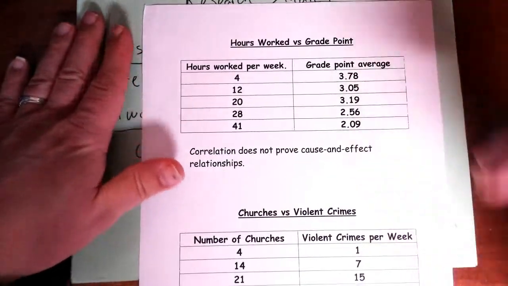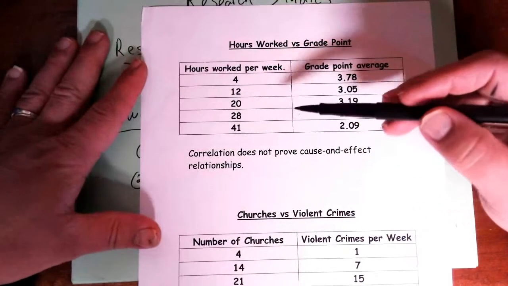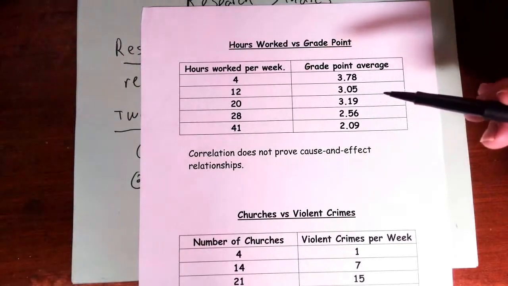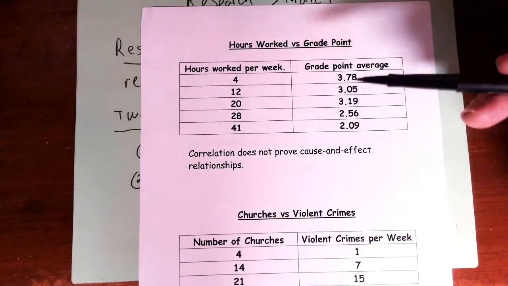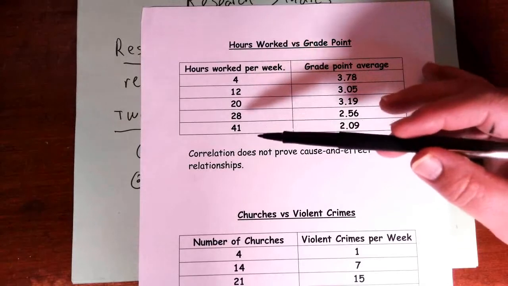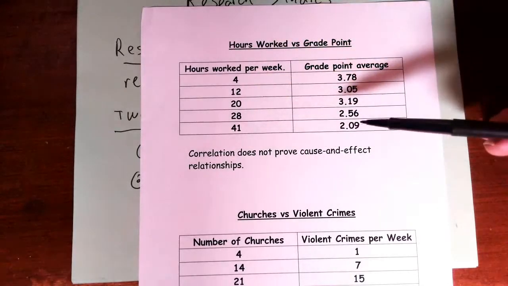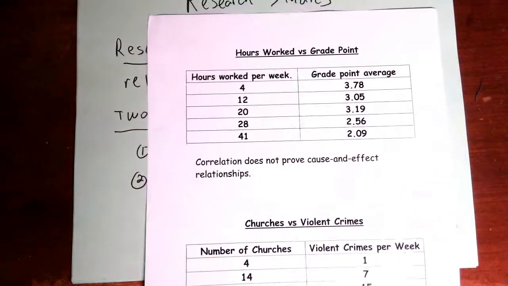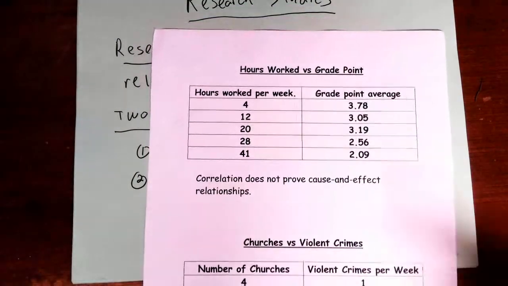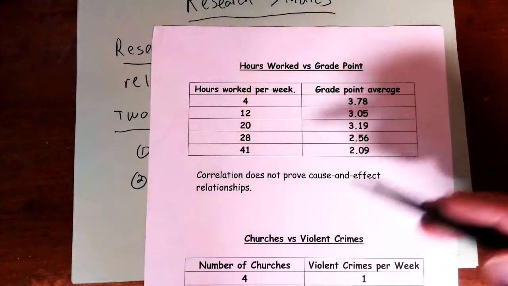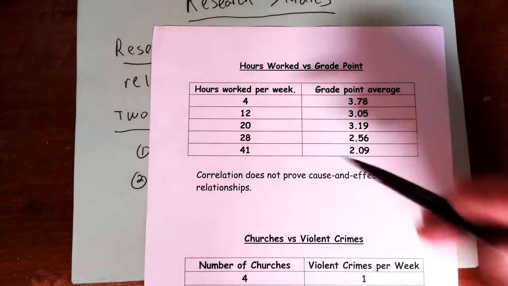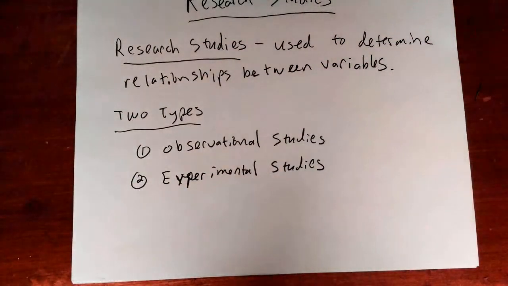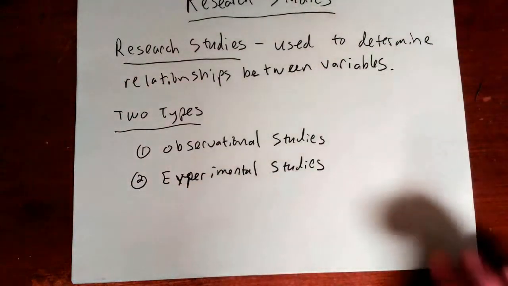Okay? So it could be that as you increase the number of hours someone works, the grade point average goes down. We might even, in our minds, think, yeah, if they work more per week, they don't have as much time to study. So we can maybe even see kind of what the relationship might be, if there is a relationship. Okay? But to get evidence that the relationship here is a cause and effect relationship, a correlation study is not going to provide that kind of evidence.